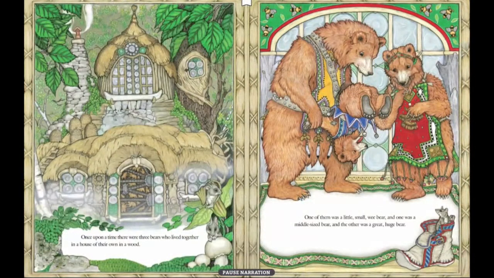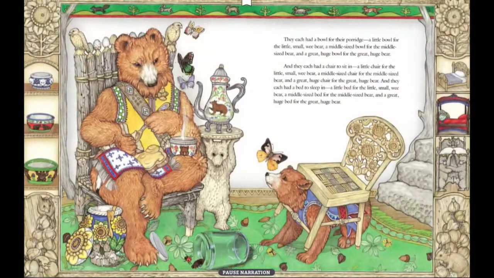Once upon a time, there were three bears who lived together in a house of their own in a wood. One of them was a little, small, wee bear, and one was a middle-sized bear, and the other was a great, huge bear. They each had a bowl for their porridge, a little bowl for the little, small, wee bear, a middle-sized bowl for the middle-sized bear, and a great, huge bowl for the great, huge bear.